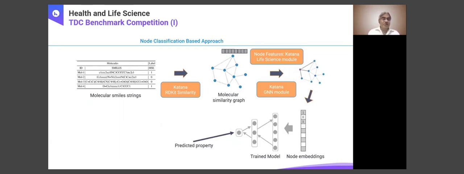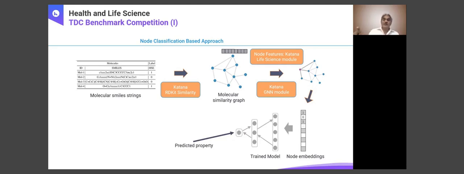There's a benchmark competition called the TDC benchmark competition that lots of people are entering now. And recently, some of our guys came up with an innovative way of using graphs in this particular area. So given a bunch of molecules and their labels, what they actually do is build what they call a molecular similarity graph. In the molecular similarity graph, each node corresponds to one of the molecules, and there is an edge between them if they are similar in their properties according to some RDKit measure. So you can think about this as representing similarity of the different molecules that you have in your training data.